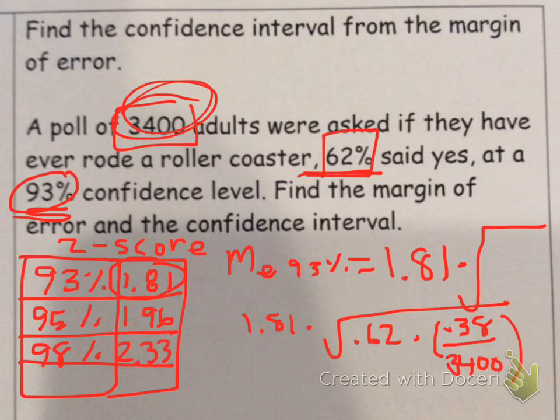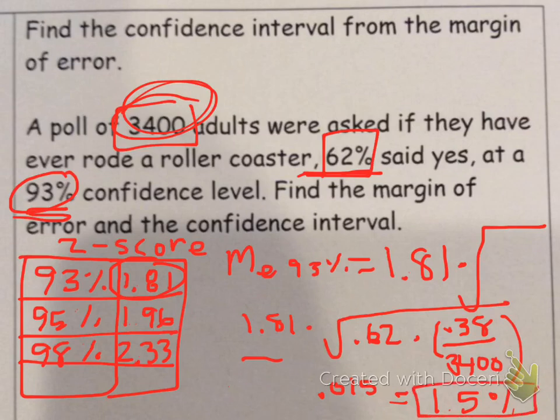Again, just to remind you what we did here, we took our z-score, which was the 1.81, times it by the square root of our percent that was in our problem, 62%, times this 38% right here, because 62% and 38% add up to be 1, and then divided by the 3,400. You're going to put that in your calculator exactly the way that I just did. When you do that, it's going to give you the answer of 0.015. Then move your decimal point 2 places to get your percent. So 1.5%. And that is how we're going to do it.